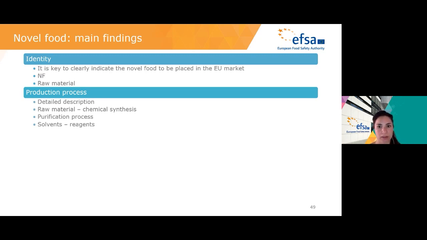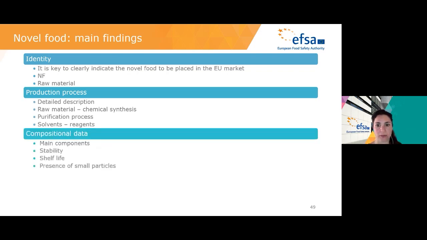Now, regarding the production process, we have noticed that several dossiers present a very general description of the production process with poor information on how the raw material is converted to the novel food. For example, information on different treatments and conditions applied during the process, the extraction methods, if any, the purification steps, and the concentration of the final product, among others. Other important information is about the use of solvents, the identity of which solvents are used, and the ratio of use of them. Next one.